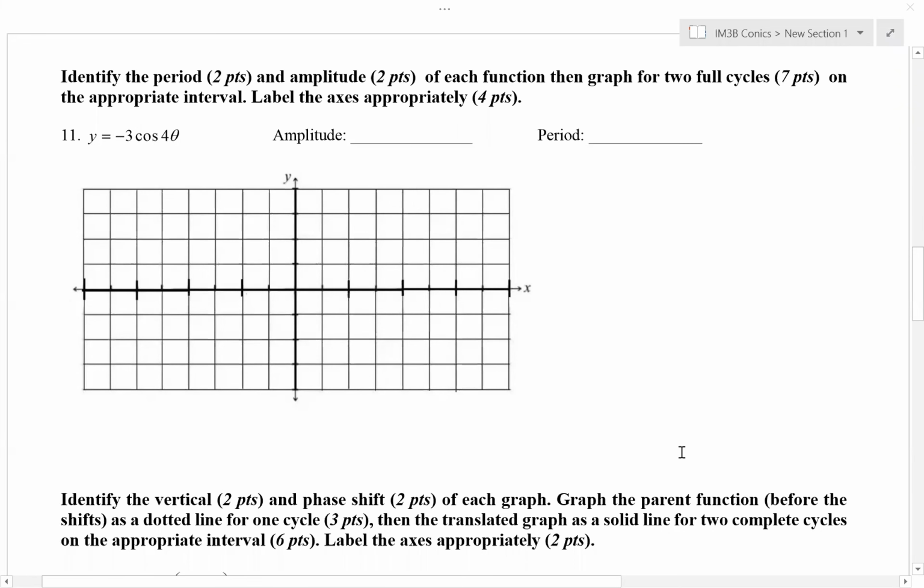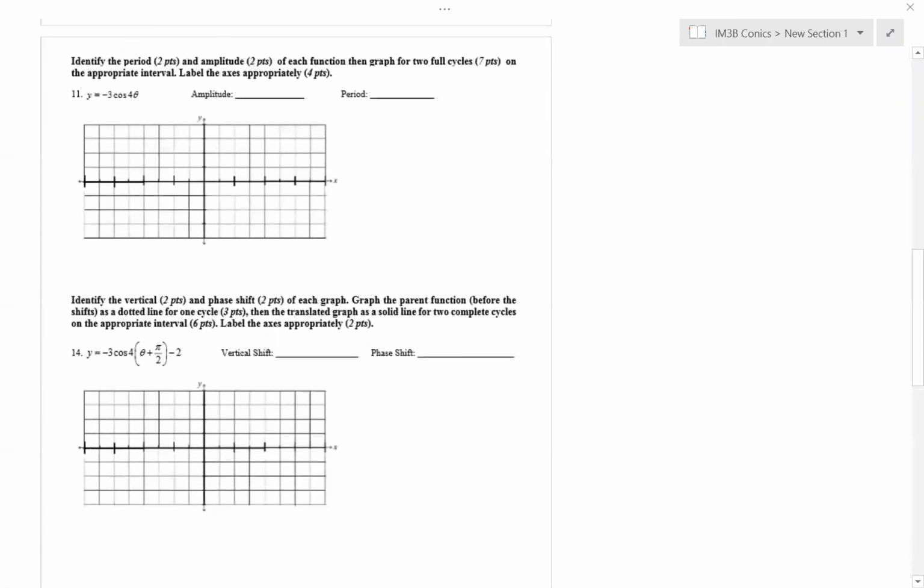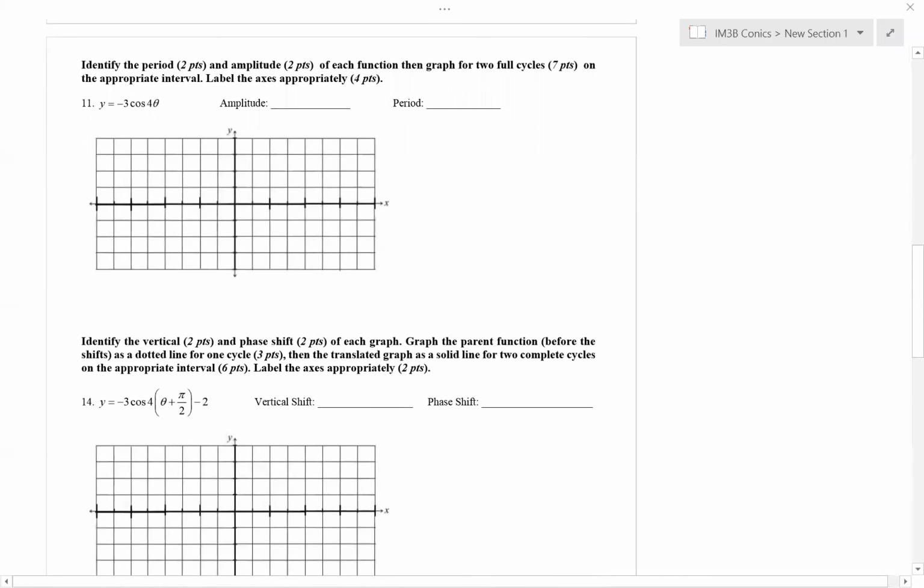Now we're going to work on problems 11 and 14 from the chapter 13 review. So these are graphing the cosine function. The 11 is -3 cosine 4 theta, so we are graphing without any kind of transformations. And then number 14 is -3 cosine 4 theta, but then it has a phase shift and a vertical shift that we're going to identify and use.